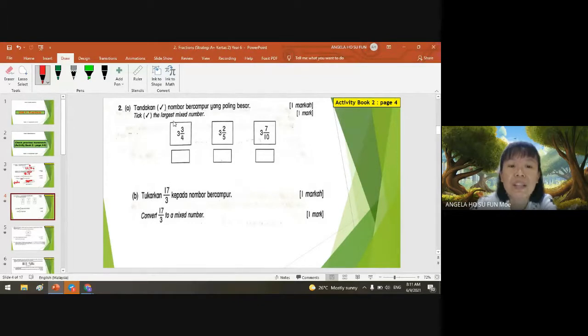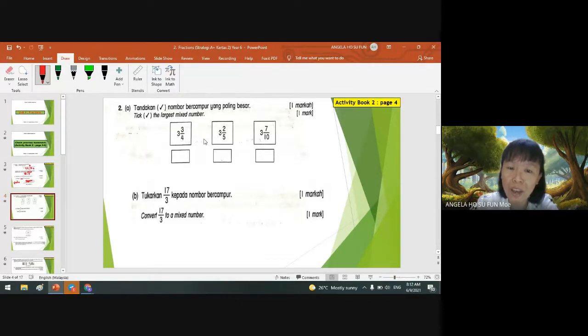Now, take the largest mixed number. You look at these 3 mixed numbers. All start with the whole number 3. So maybe all you can do is something with the fraction. The fraction behind it, you see this denominator is 4, this is 5, and this is 10.